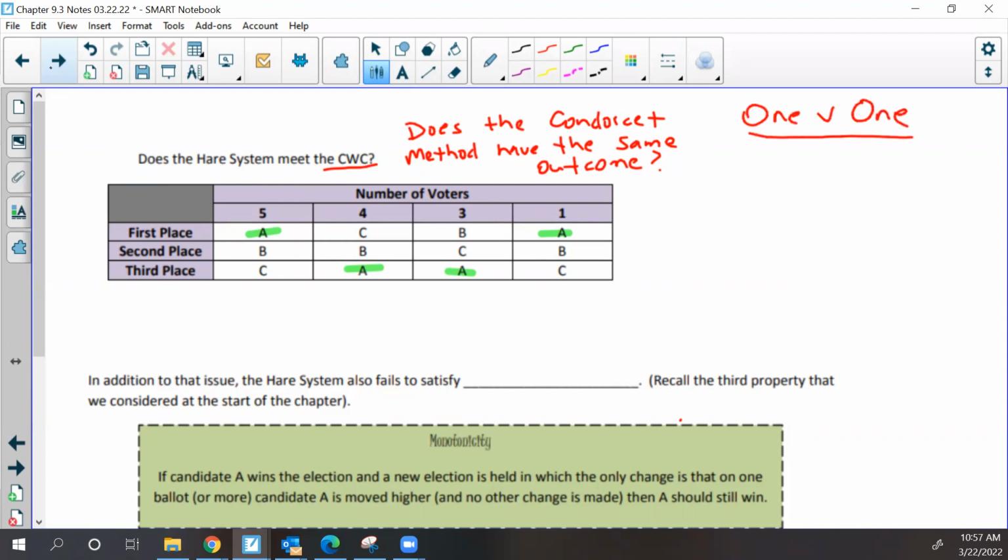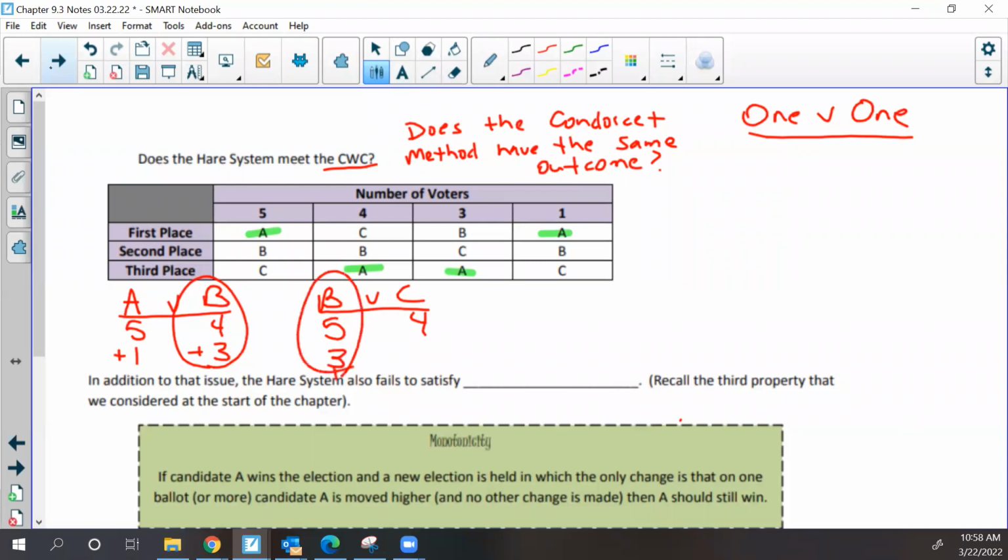So I'm going to see, we had candidate C winning that last election. Let's see if candidate C is going to win it here. So let's go A versus B, using the Condorcet method. A gets those five votes. B gets those four votes. B gets those three votes. And A gets that vote. So 6 to 7, B wins that first round. See what happens with B versus C. I'm just doing the Condorcet method to see if I get the same winner. In this one, B gets the first five, C gets those four, B gets those three, and B gets that one. So B wins.